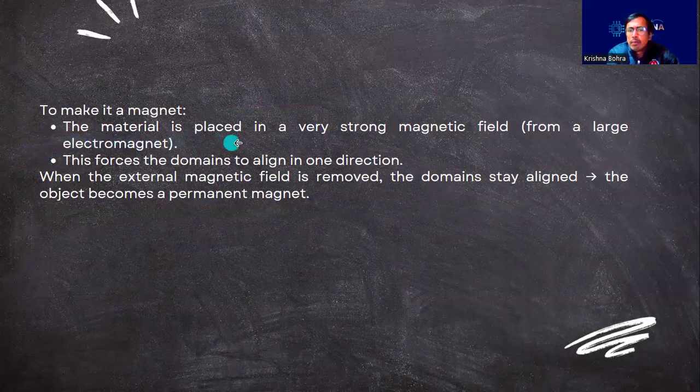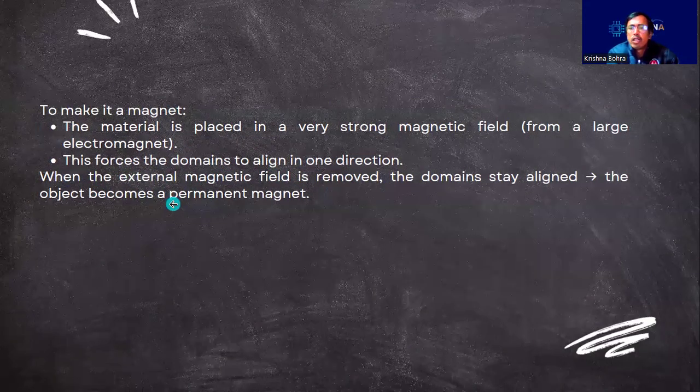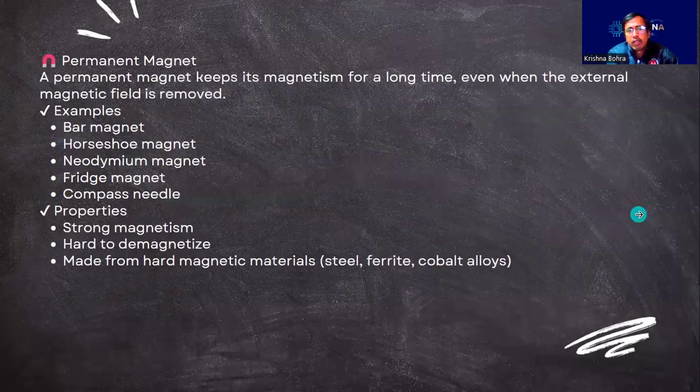Now the material is placed in a very strong magnetic field. And why are we placing it into a very strong magnetic field? So that the magnetic domains inside that particular material can be aligned according to the need of the magnet. The forces inside the domains are aligned in that particular direction, and if the magnetic domains are aligned in a specific way, it is absolutely ready to be a magnet, right?